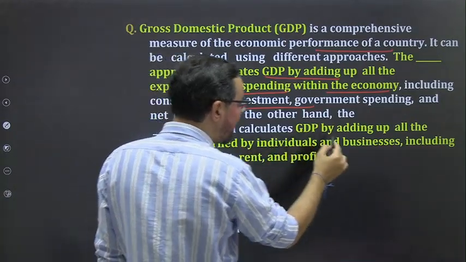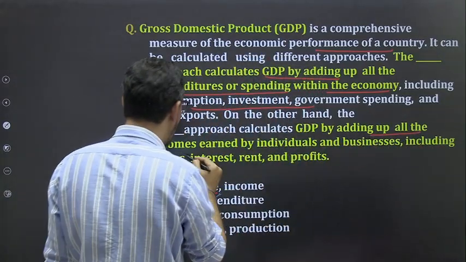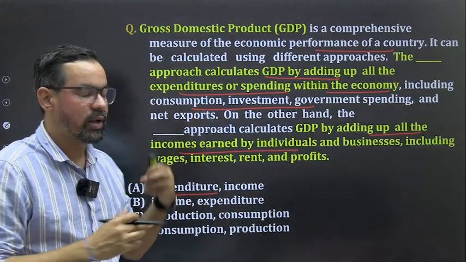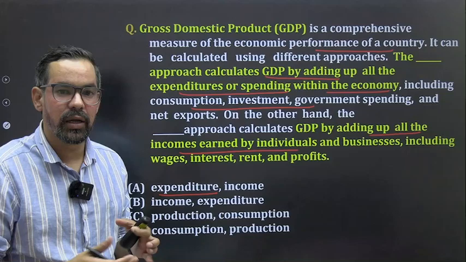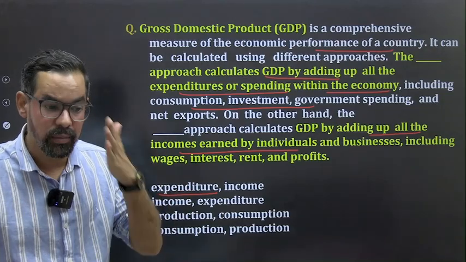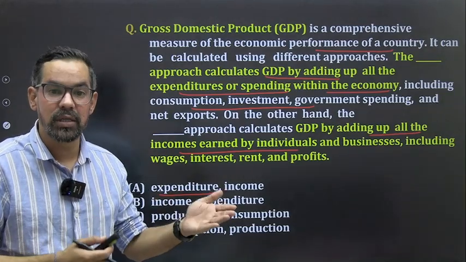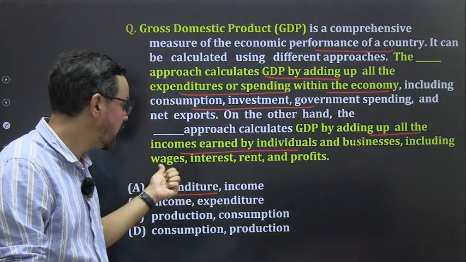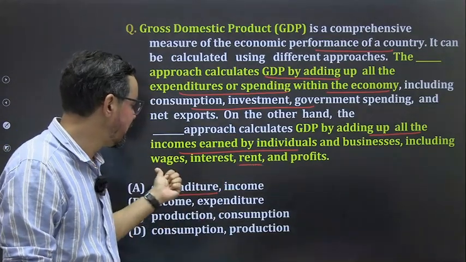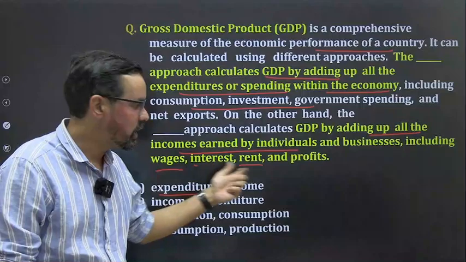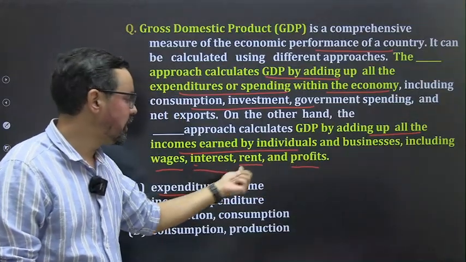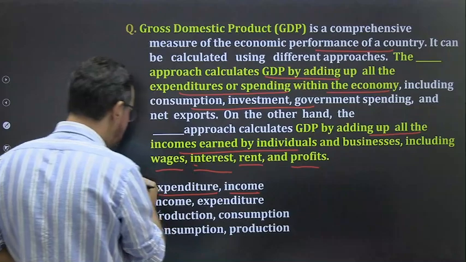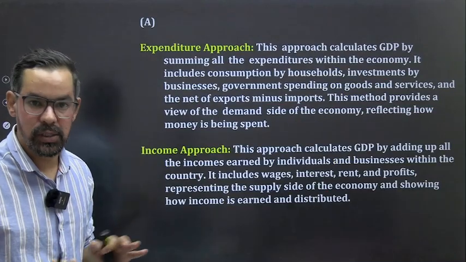The dash approach calculates GDP by adding up all the income earned by individuals and businesses, like it is basically the outcome of the factor income. Factor income means sources of income. Sources of income means land, labor, capital, and entrepreneurship. From land we generally get rent. From labor they generally get wages. Entrepreneurs get profit, and capital generally gets interest. So it is the income approach, right? So option 1 will be the correct answer for this particular one.